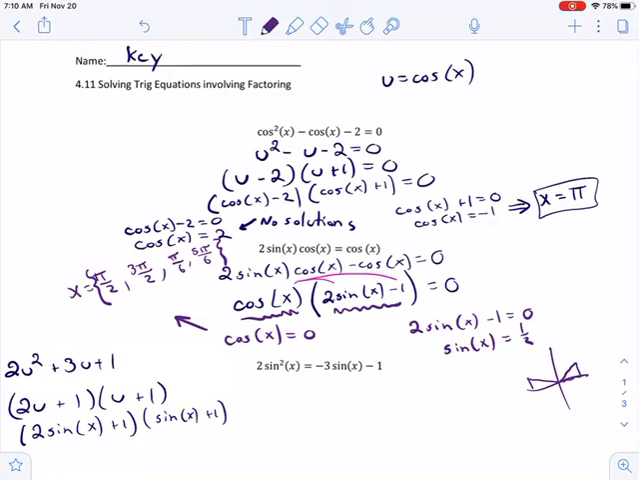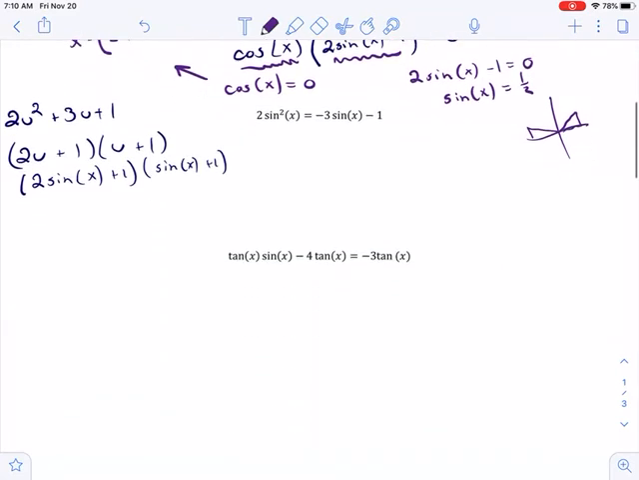I did say at the beginning of this that if you divided by cosine of x from both sides, you would remove solutions. So you can go ahead and do that, but you'll notice that you're going to miss out on pi over 2 and 3 pi over 2 should you do that. So that's just important to recognize.